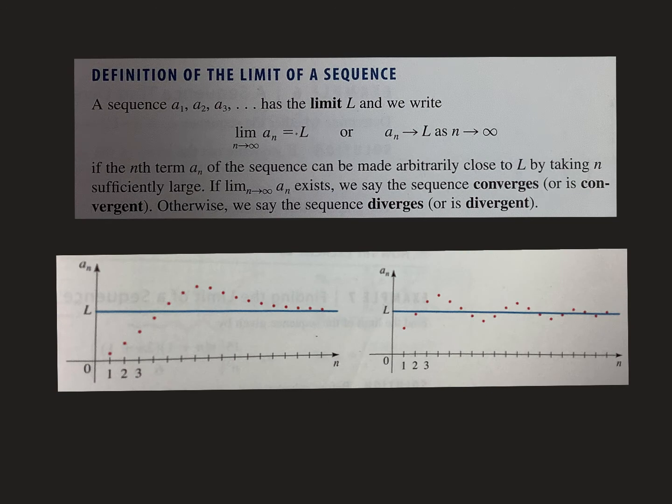All right, so here's our definition. Definition of the limit of a sequence. A sequence with those terms has a limit L, and we write it this way: the limit as n approaches infinity of a_n is L. You can also write it that way. Pretty much we go with that way all the time. If the nth term of the sequence can be made arbitrarily close to a number by taking n sufficiently large, if the limit exists, we say it converges on a number. Otherwise, if there's no limit, we say it diverges.